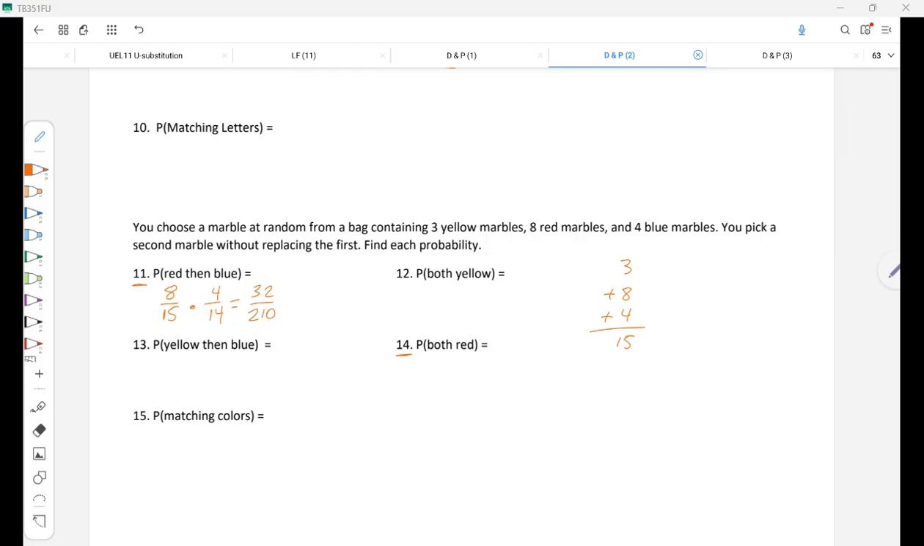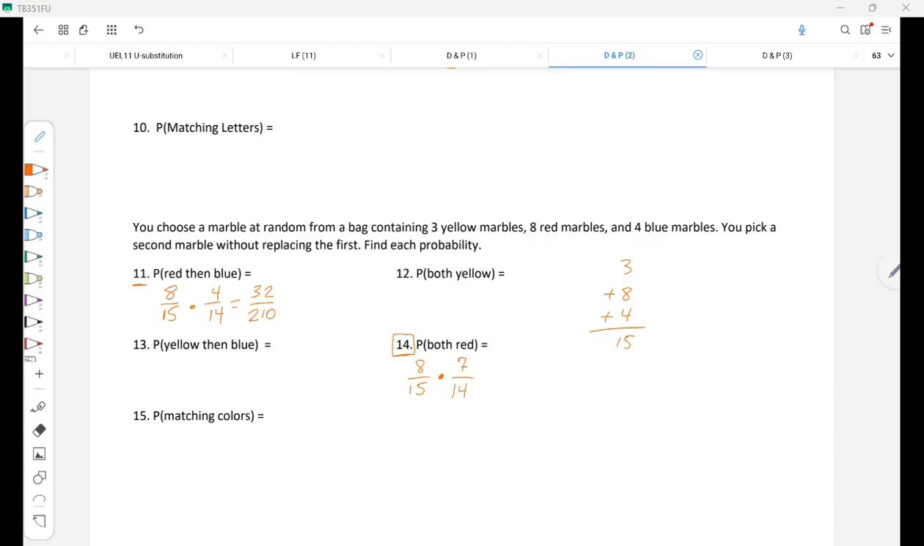Be careful with the next problem that I'm going to go over, number 14. This says that I pick and both of my picks are red. We're going to start off the exact same place we started out with number 11, 8 out of 15. But when we go to do that second probability, it's important to realize that not only do I have a marble in my hand, but that marble is red. So both the numerator and the denominator need to get adjusted when I find the probability of getting that second red marble. There's only 7 red marbles left in the bag.